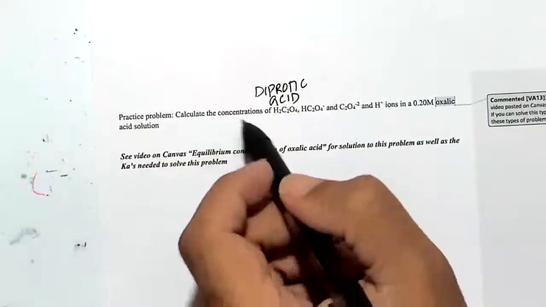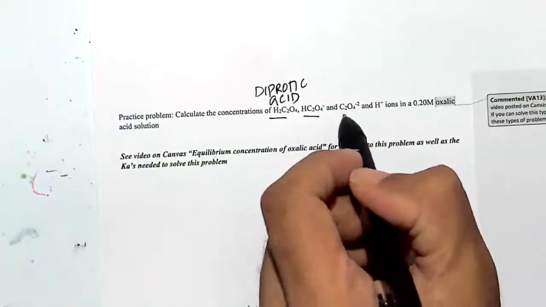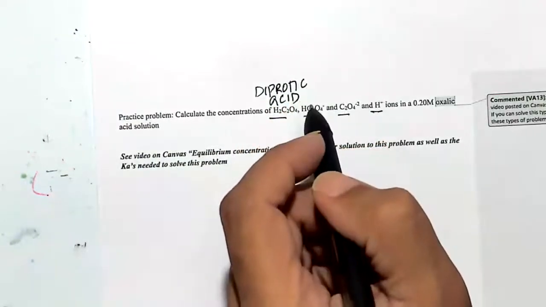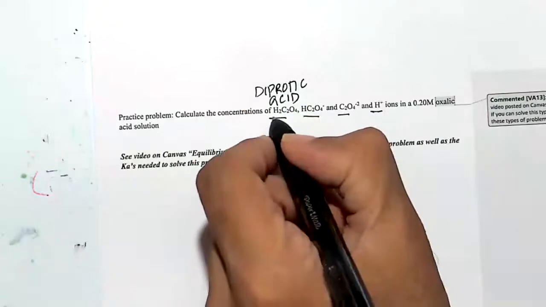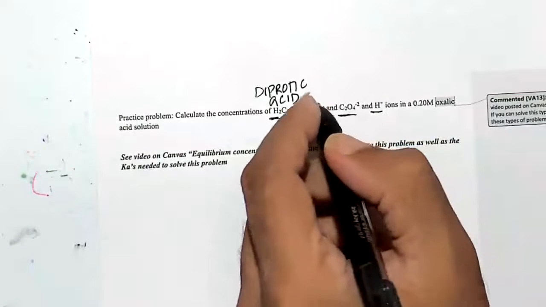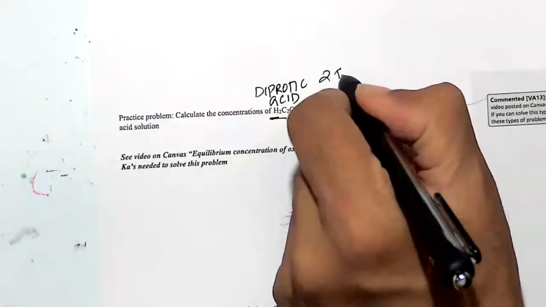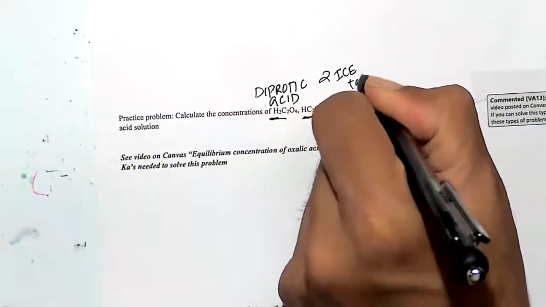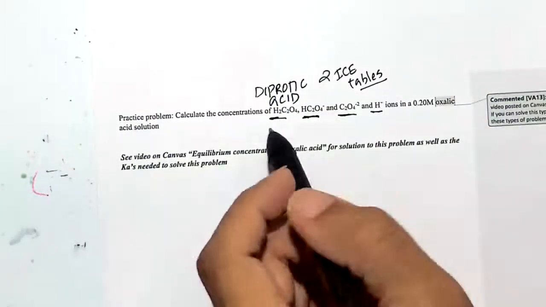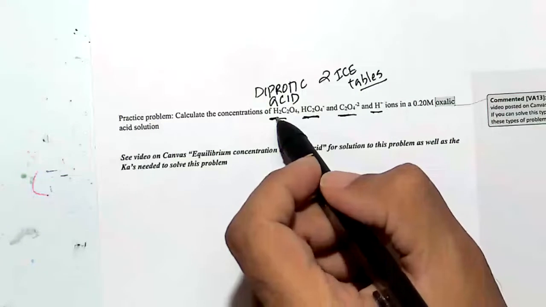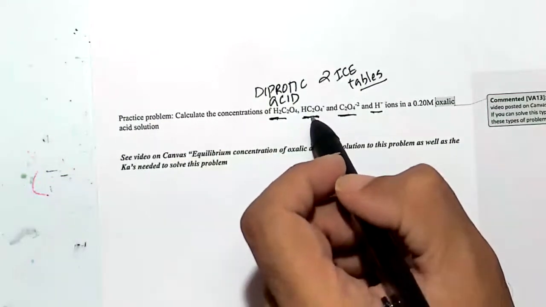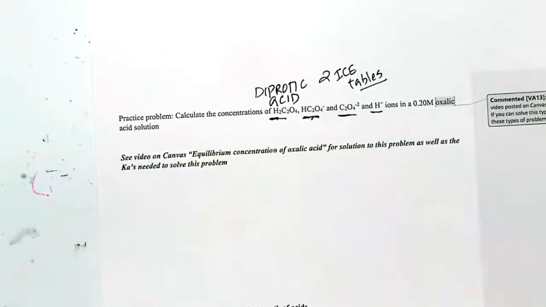So for a diprotic acid, if you need to calculate the concentration of each of these species, you need not one ICE table, but two ICE tables. The first ICE table is for the first proton, and the second ICE table is for the second proton. So you need an ICE table for H2C2O4, then you need an ICE table for HC2O4 minus.